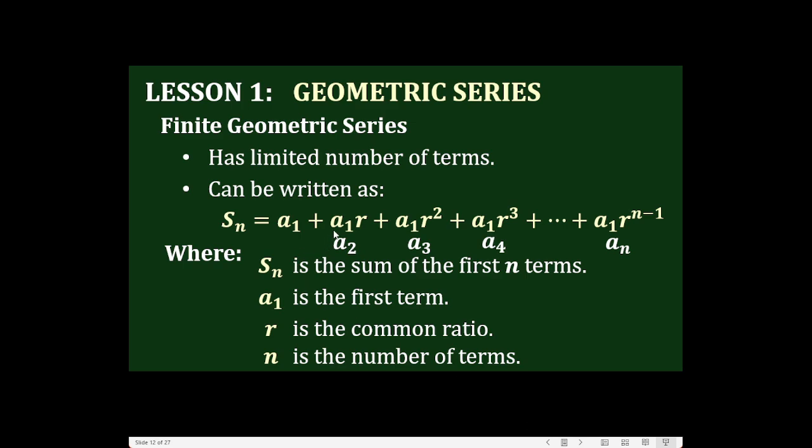From the equation, you will notice that a sub 1r is the second term, or a sub 2. A sub 1r squared is the third term, or a sub 3. A sub 1r cubed is the fourth term, or a sub 4, up to adding the last term, a sub 1r to the n minus 1, which is the nth term. Okay?